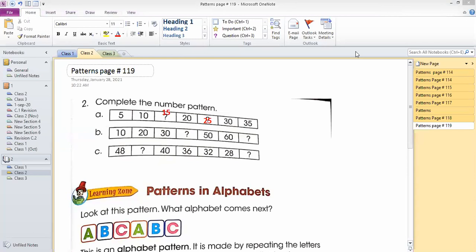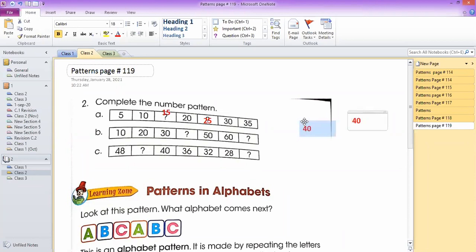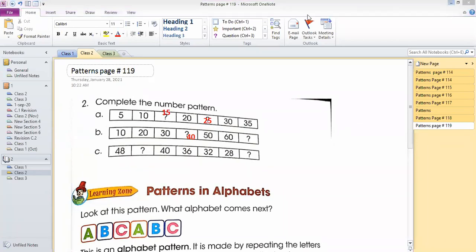14. You mean this? 14. 40. No, no. 40. 40. You mean this? 40. Yes, this. Why 40? Tell me. Because we are counting in tens. Okay. Thank you. He's saying because we are counting in tens. He said 40.